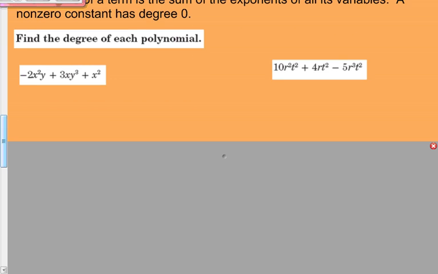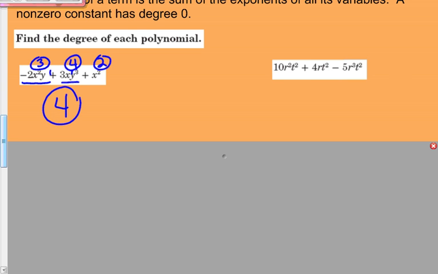The first term here has x squared and y to the 1. Well, if we add those together, the degree of this term is 3. Then the next one has x to the 1, y cubed. We add those together, we have a degree of 4. And then the last one, x squared, is just a degree of 2. So the largest is the 4. So the degree of this polynomial is 4. You take the greatest degree, and that is what you name it.